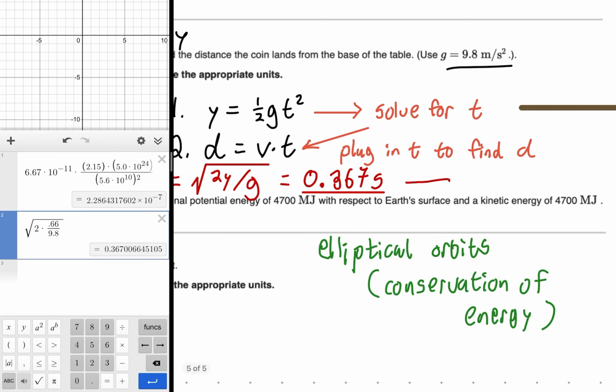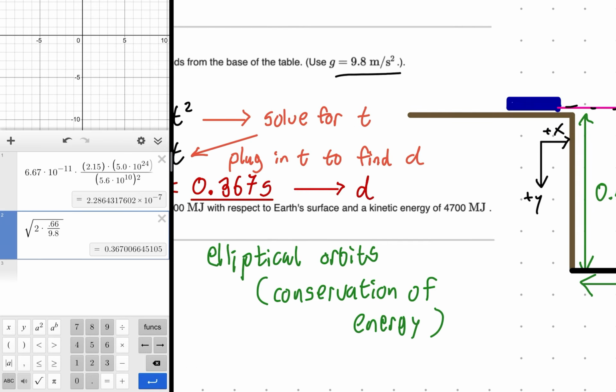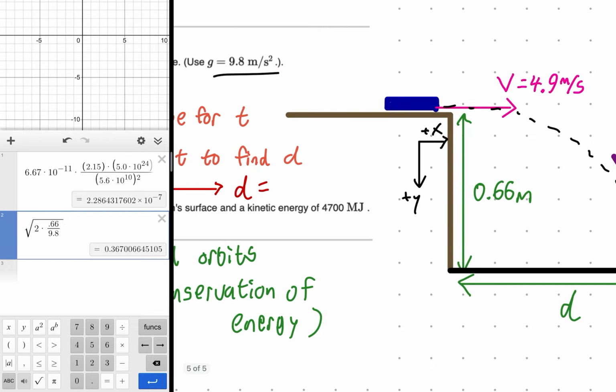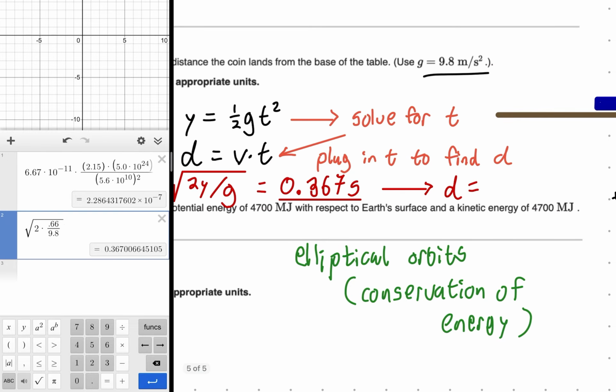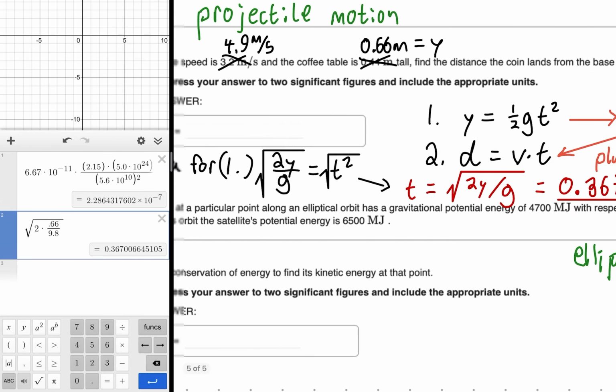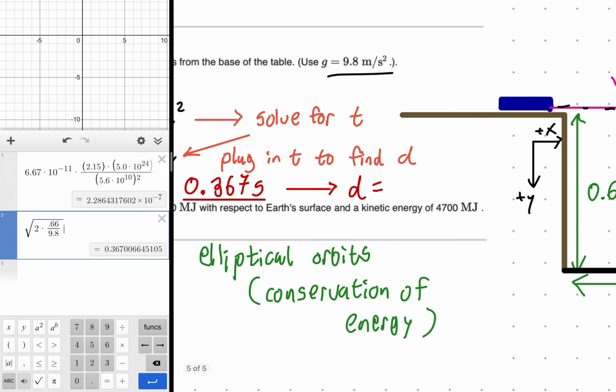All right, so that's how much time the coin spends in the air. So now it is simply a matter of taking that time, multiplying it by our constant velocity, and we've got how far it moves, right? Its actual impact distance relative to the edge of the table, or the base of the table, right? Because the table has that vertical leg. And so that's just going to be our 4.9. So we'll take our 4.9 meters per second, that unchanging horizontal velocity, because there's no acceleration in the horizontal direction.